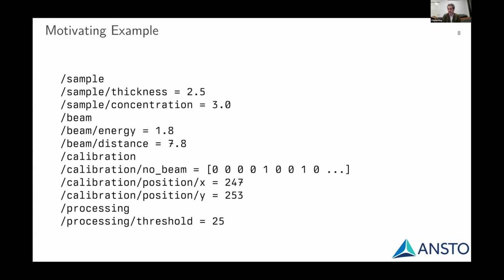So this is my hand wavy HDF5 dump format that fits on a slide. You can see here that we've got some sample information, we've got some X-ray beam information, we've got some calibration information, and we've got some processing information. To go forwards with this, we're only going to be looking at the calibration information. So the interesting stuff here is some of the harder aspects. We've got an array, as in we've got a no beam calibration image there, and we've got some integers, which are surprisingly hard to deal with in the way that I'd like to. So we're just going to be focusing on the calibration group there.